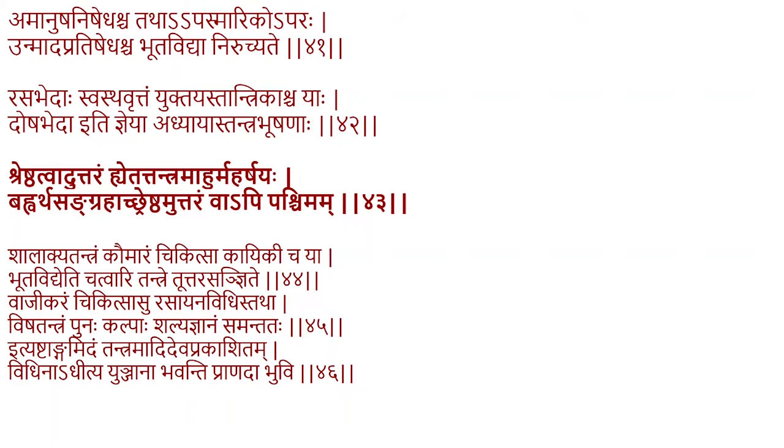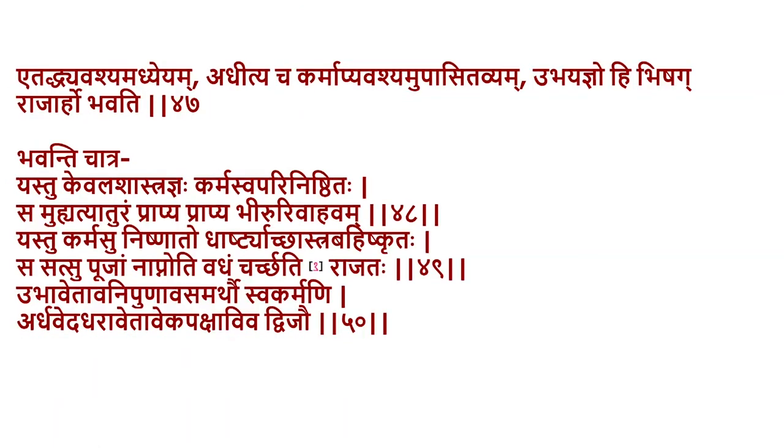So Uttaratantra gives a comprehensive idea about the total aspect of the medicine. Ashtanga Ayurveda is completed by reading the Uttaratantra. So that's the one. And hence Uttaratantra is also considered as a better chapter or better module. Shreshatvad Uttaram Hetada Tantram Ahur Maharsheha Bahuartha Sangrahat Shrestam Uttaram Va Api Pashtimam. It's considered as one of the best components of the text, and hence it's given the name of Uttaratantra. So that's about the comprehensive syllabus.